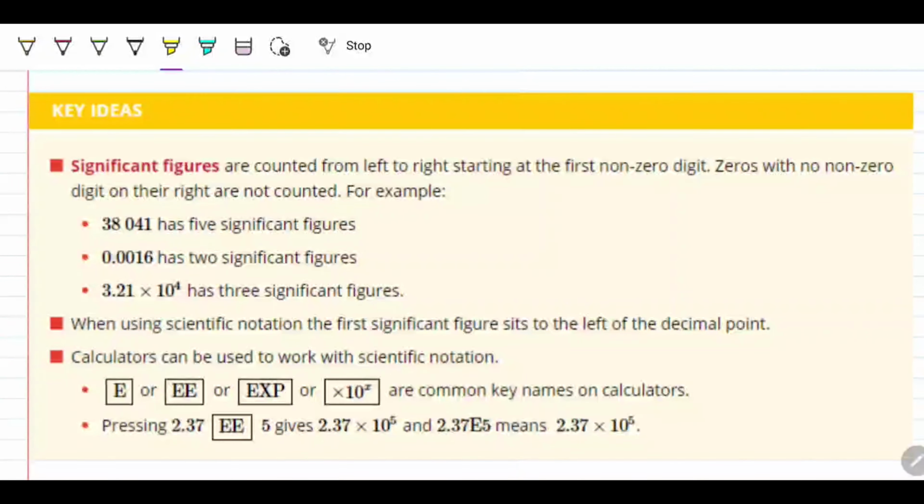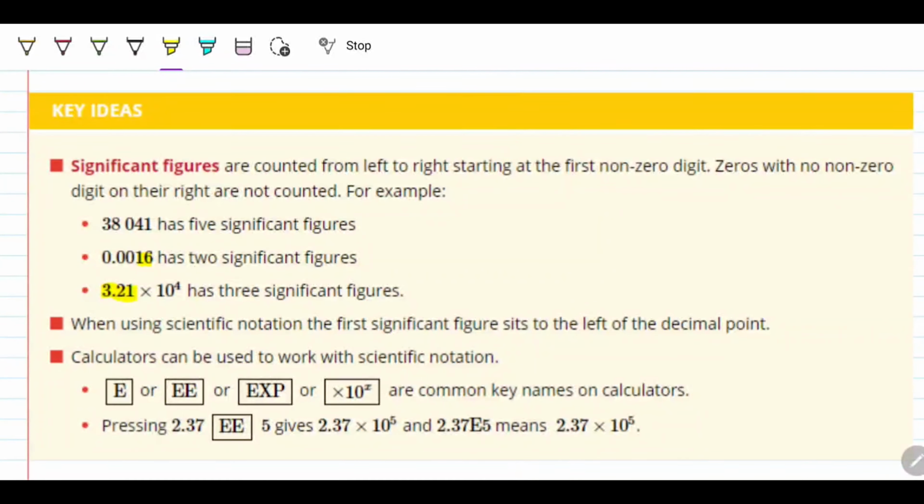If we look at 38,041, this has 5 significant figures because 3 and 8 are 2, 0 is 3, 4 and 1 will make 5. 0.0016 will have 2 significant figures, just the 1 and the 6. 3.21 times 10 to the 4 will have 3 significant figures, the 3, the 2 and the 1.